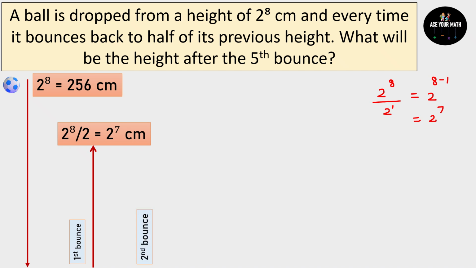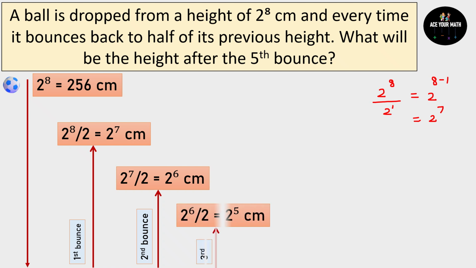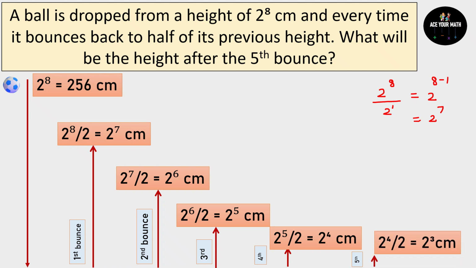Now after the second bounce, again it will reach half of the previous height. This time you will divide 2 raised to the power 7 by 2 and you will get 2 raised to the power 6 centimeters. After the third bounce, again you will divide the previous height by 2 and you will get 2 raised to the power 5. After the fourth bounce, again divide the previous height by 2. You will get 2 raised to the power 4. At the end, after the fifth bounce, it will reach 2 raised to the power 3 centimeters, which is 8 centimeters.